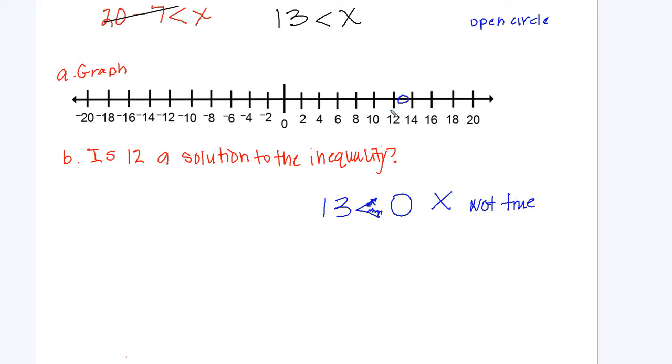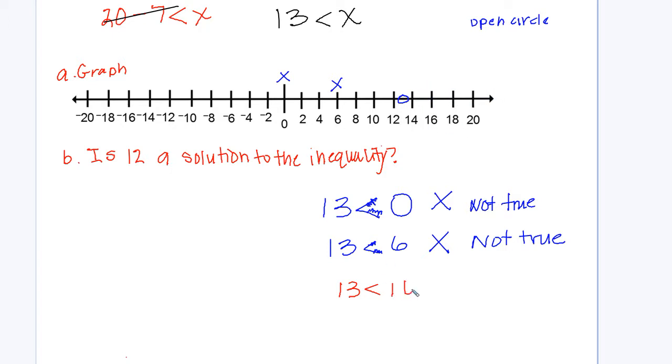Okay? Pick another number. 6. Is this true? Would the alligator be going after the 6? No, it's not true. So far, the two numbers that I picked are on the left of my 13, and they are not true. I'm actually going to put an X there because those aren't true. Those are the two I tried. Okay, so I keep my same inequality, 13 is less than x. All right, now give me some numbers on the right-hand side.